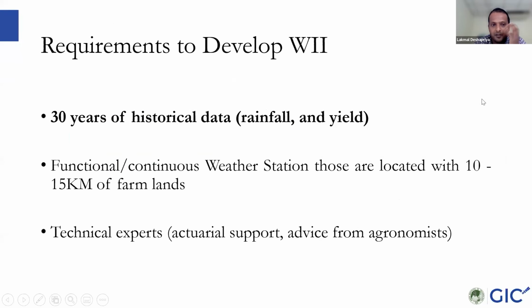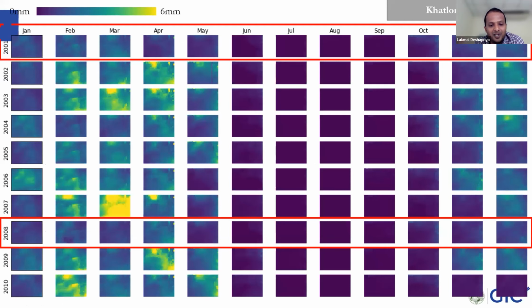Right. And so basically we need historical data for 30 years: rainfall and yield data, and other weather parameters. We need functional weather stations around farmlands, and we need local agronomy support to understand the local context and the agronomic characteristics of the local crops and so on. Usually getting this weather data is a little bit tricky. We need 30-40 years of historical data, so it's very hard to get continuous data sets. So basically we replace those missing data with satellite images.